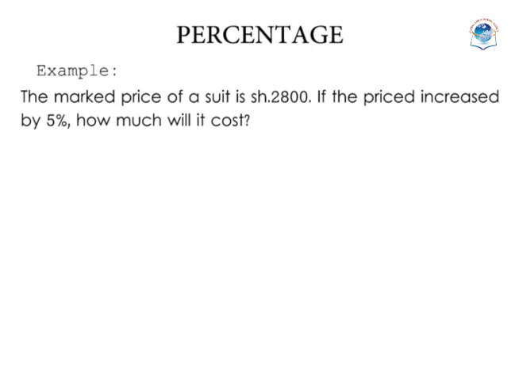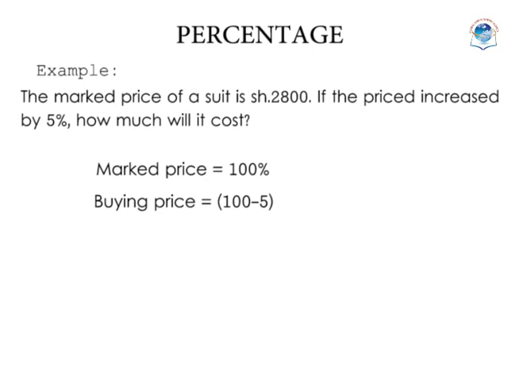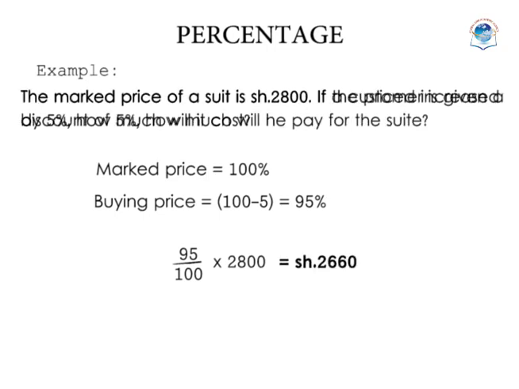Alternatively, we can say that if the marked price is equal to 100% and a discount of 5% is allowed, the buying price will be equal to 100 minus 5, which is 95%. So now we work 95% of 2,800. 95 over 100 times 2,800 gives us 2,660. The same answer.